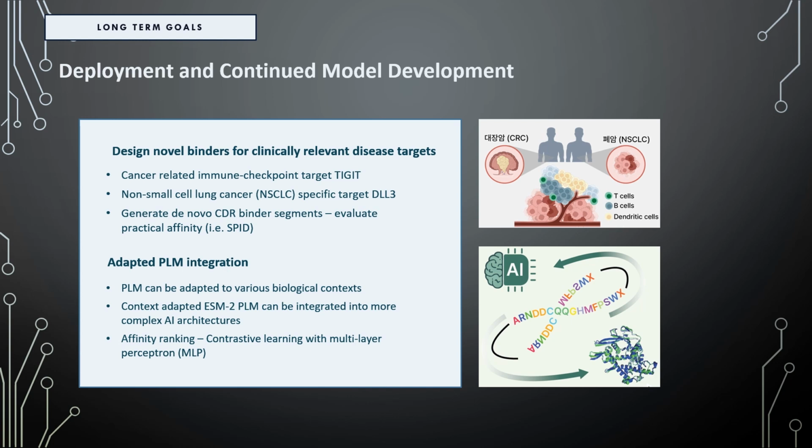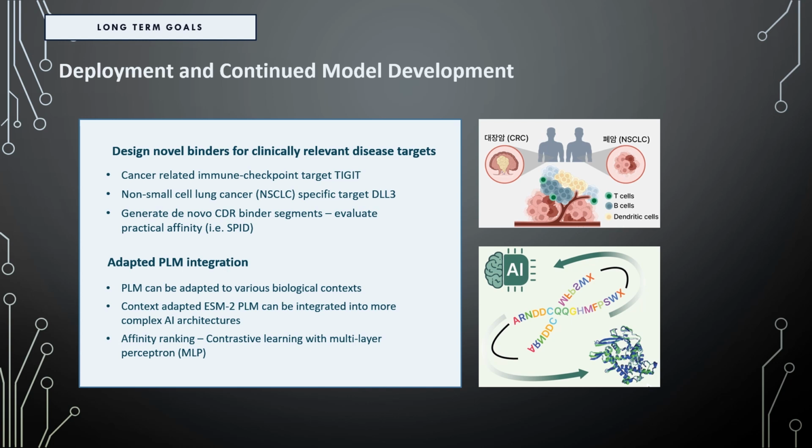In these cases, we would generate de novo CDR binder segments rather than full antibodies in the beginning and evaluate those binder segments' practical affinity by assays such as SPID and looking at their practical affinity and seeing whether our model, our fine-tuned model, performs better in shorter rounds than the native ESM2 model that has a broad protein context.